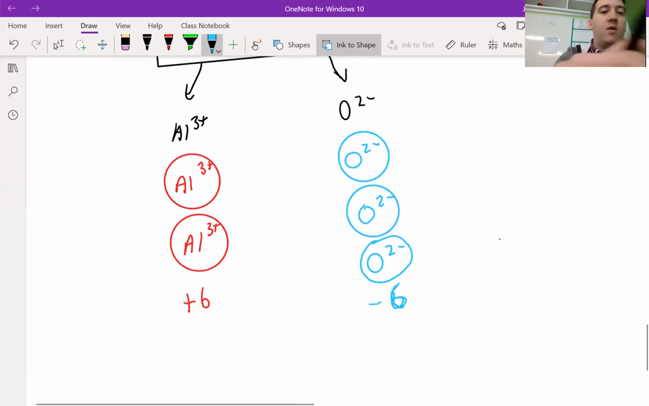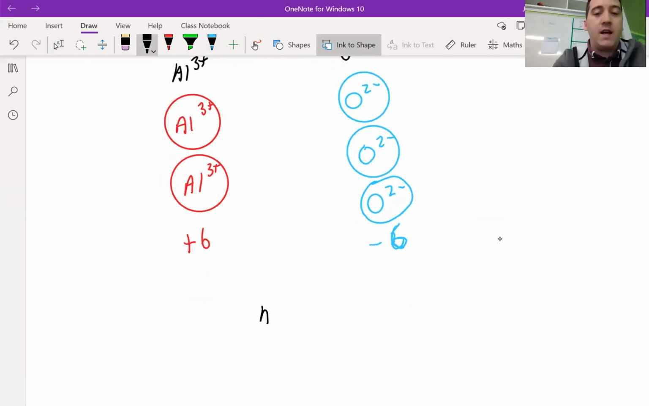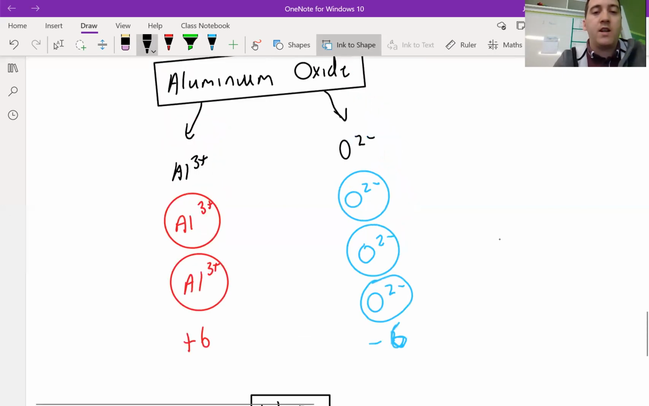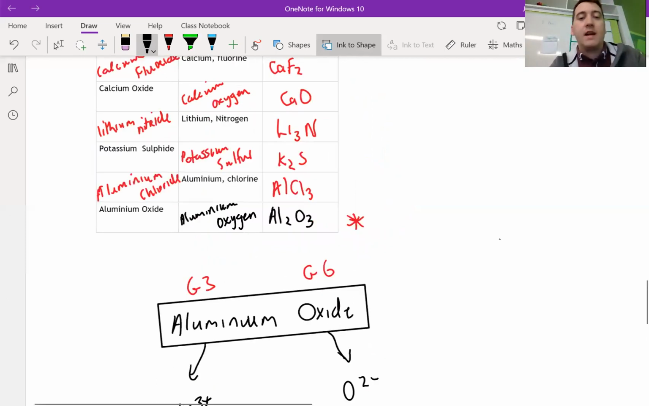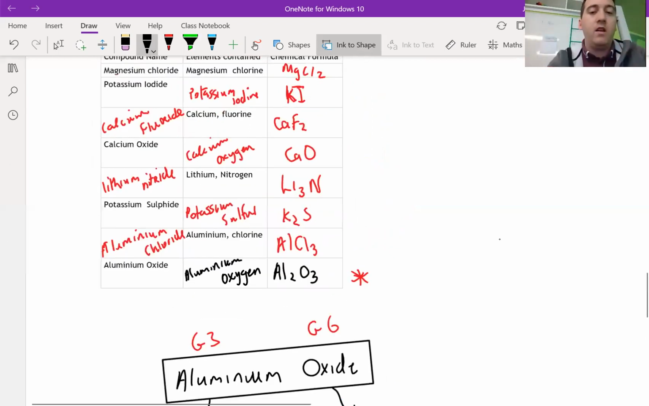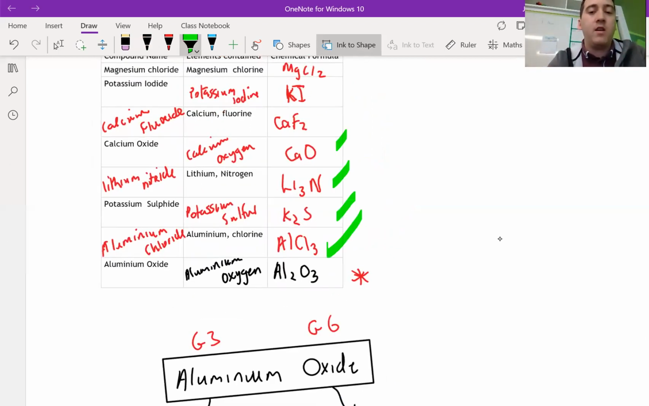So the correct formula for this one would be Al2O3. So well done, really well done if you got that. If you got that by yourself, real bonus points to you. Okay, so Al2O3 is the correct formula. And obviously the elements in here are aluminium and oxygen. So fantastic job if you've done all of these and got them all right. Okay, if you've got all them right, then well done.